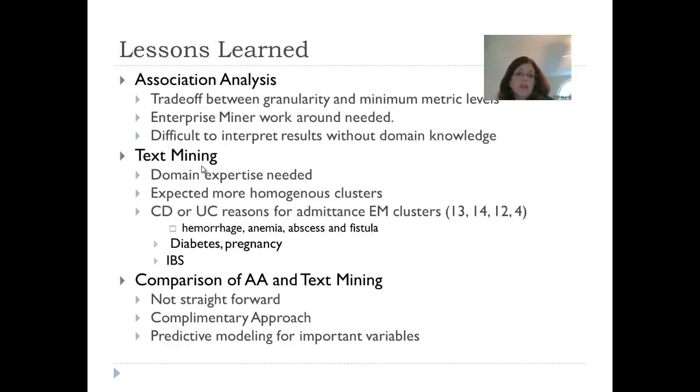So along with saying that the domain expertise was needed, what we did was we went and looked at patient information that's readily available from different foundations geared toward helping patients with the different diseases. For Crohn's and colitis, it's the CCFA, Crohn's and Colitis Foundation of America.